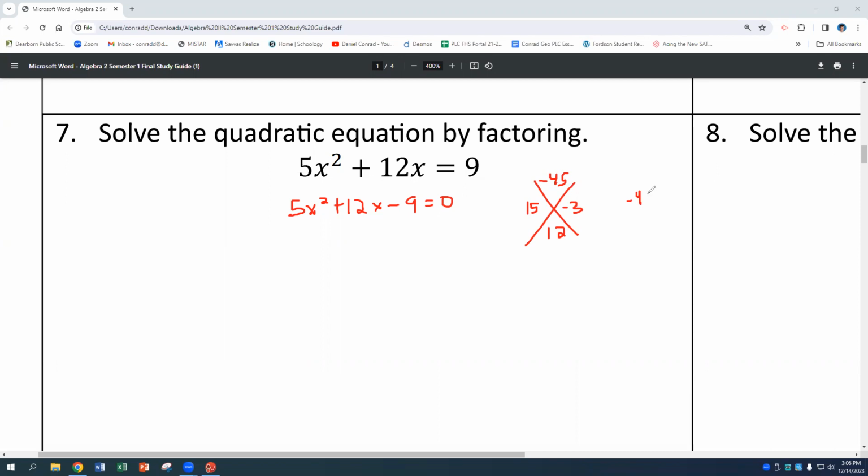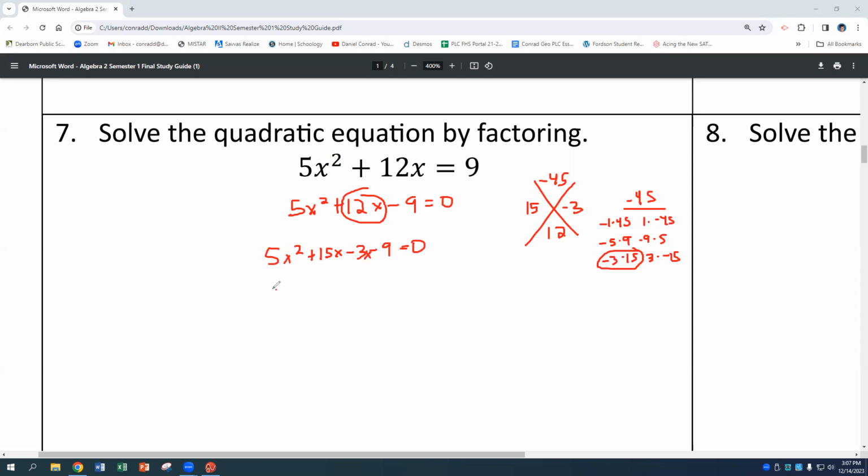15 times negative 3 is negative 45. Let's see, we would have 1 times 45, and one of these has to be negative, so 1 times negative 45. You could do negative 5 times 9, or negative 9 times 5, and then negative 3 times 15, or 3 times negative 15. And so we're doing this one. We're going to split up that middle term: 5x squared plus 15x minus 3x minus 9 equals 0.